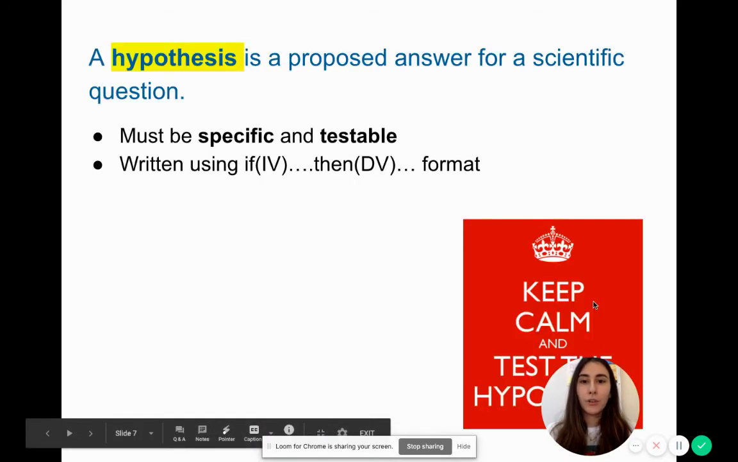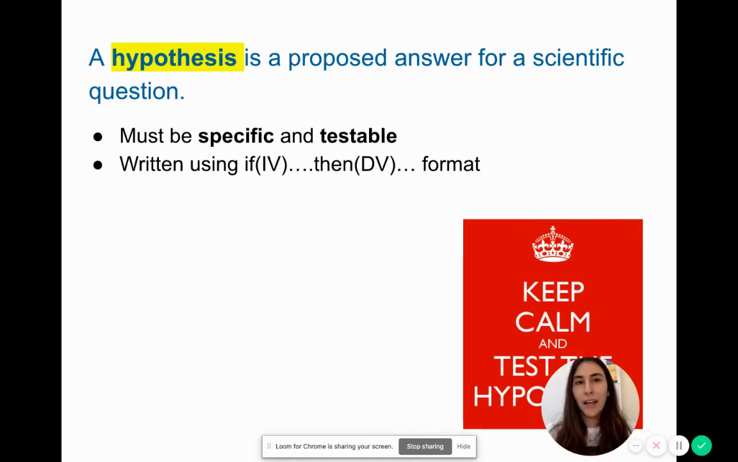Now, the next step after we've identified our variables is to come up with a hypothesis. And a hypothesis is a proposed answer for a scientific question. Now, hypotheses must be specific and must be testable. So what does that mean? It means that this proposed answer that you have for the scientific question must be something you can test. So for example, a hypothesis that is talking about the fact that ghosts exist or not, that's not something that we can test scientifically, right? So that is not a valid hypothesis. It must be something that we can test scientifically, all right?